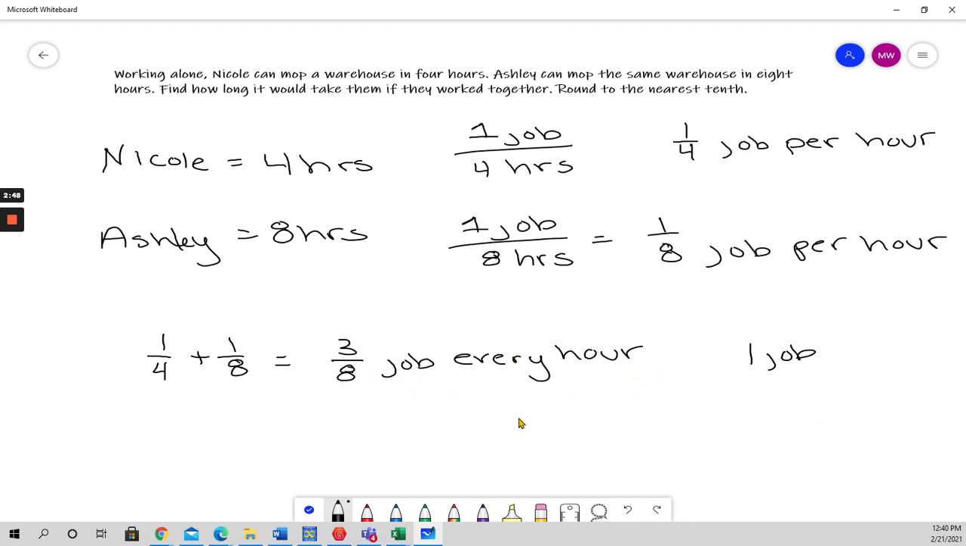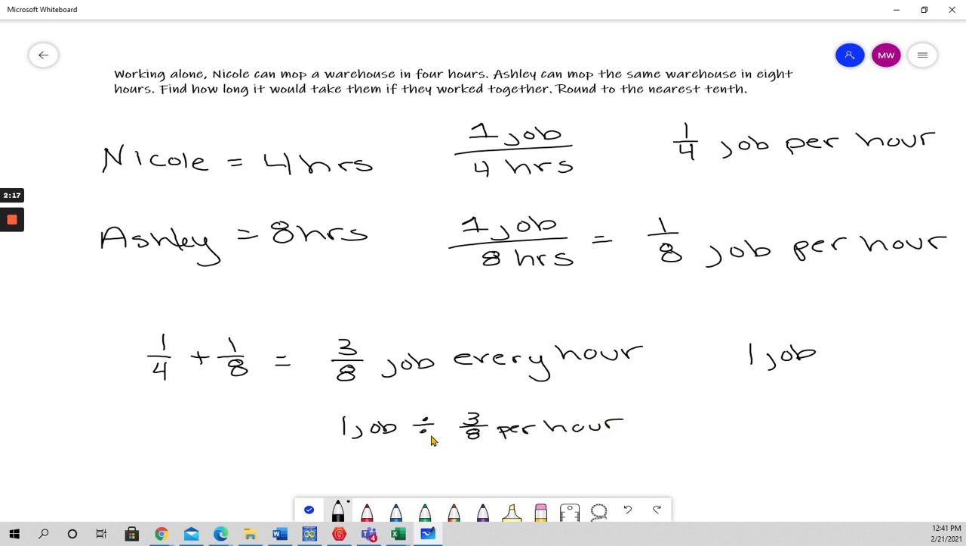If we want to figure out how many hours it's going to take them, we're going to say, what is one job divided by 3/8 of a job per hour? I don't like how that's written, so I'm going to say this. What is one job divided by 3/8 per hour?